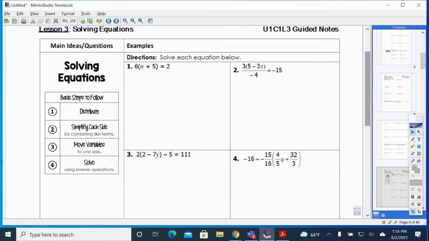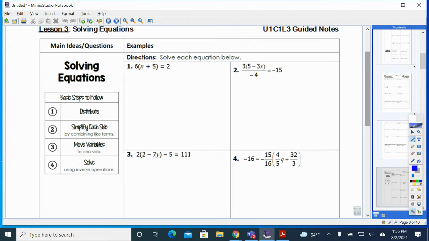Step number 2 says to simplify each side by combining like terms. Step number 3 says move your variables to one side. And then step number 4 says solve using inverse operations. So I'm going to look at example number 1. In example number 1, the directions just say to solve each equation below.